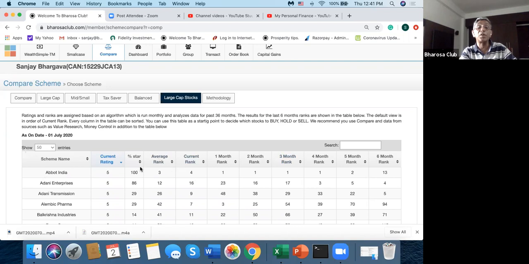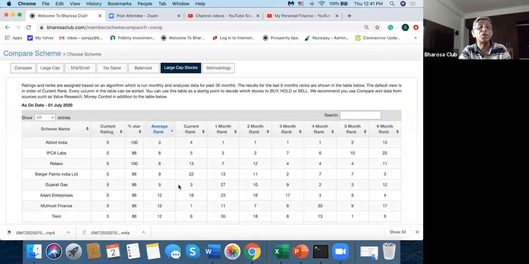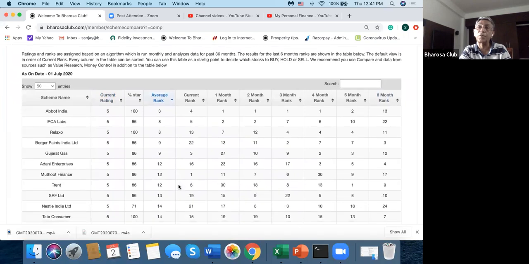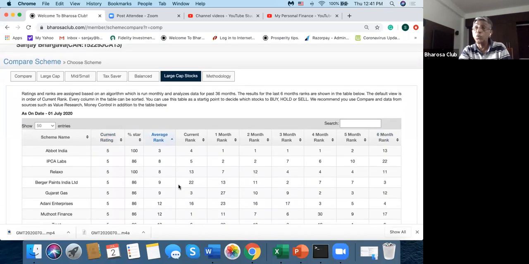So a stock like Abbott India has done very, very well in our rating methodology, except if I shift by 6 months, go back 6 months and then another 36 months, then it's number 13. But that's still pretty high because we are rating about 136 stocks. Otherwise it's always been 1 or 2, it's now 4, and the average rank is 3. So I could also sort by average rank and get, say, Abbott India, Ipca Labs, Relaxo, Berger Paints, etc. So you could use this again.